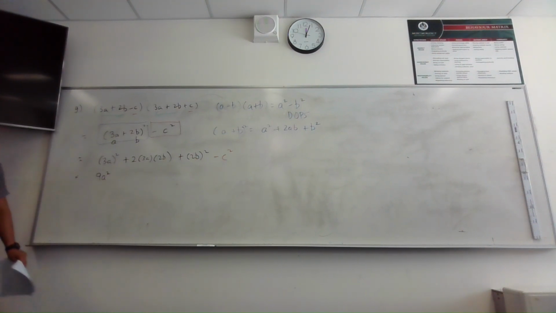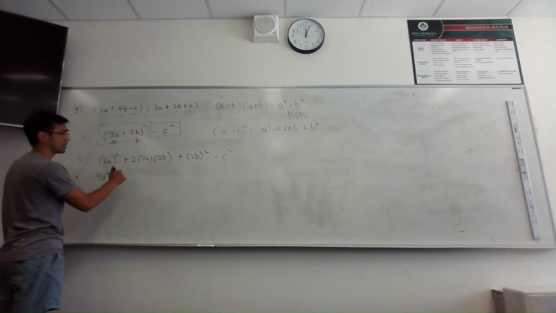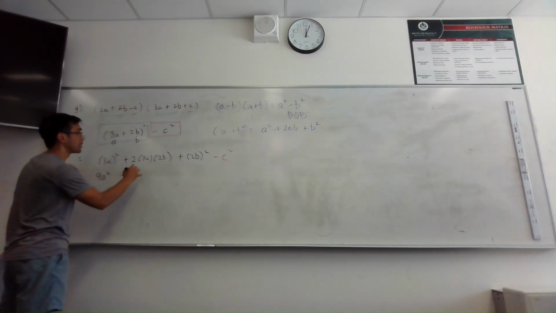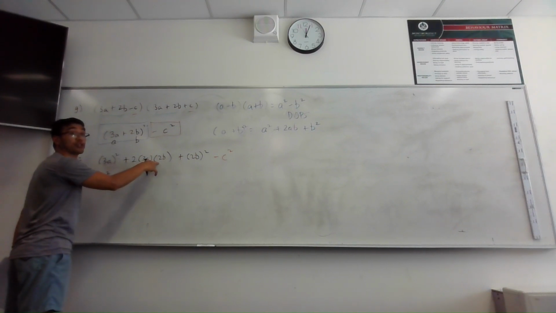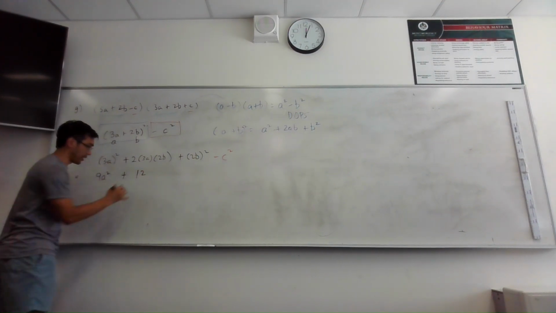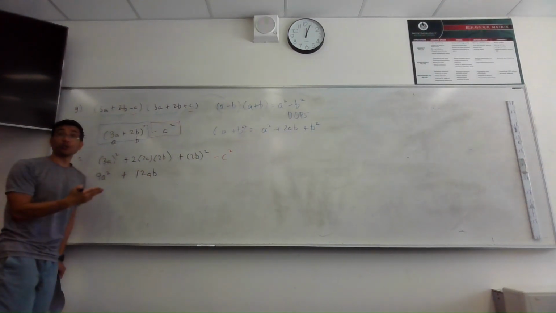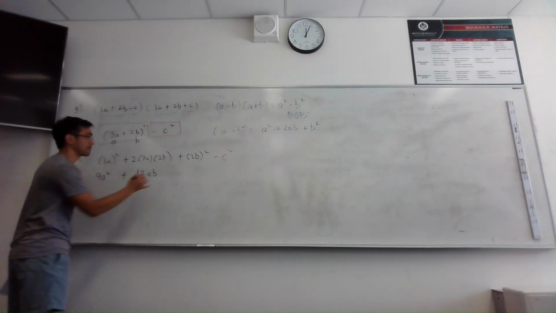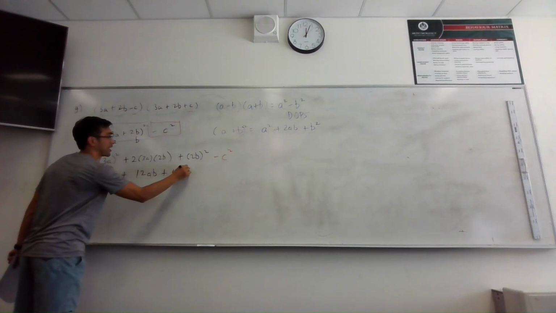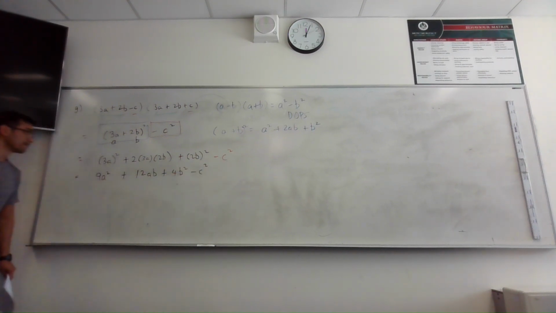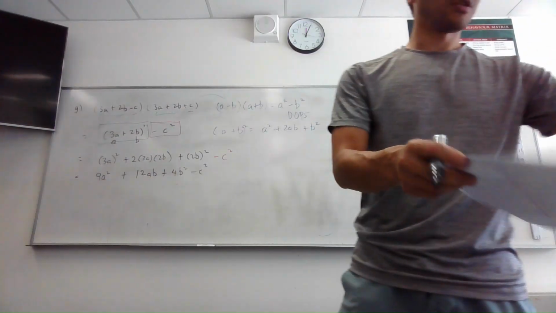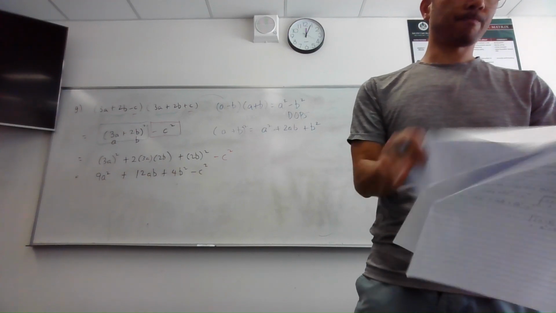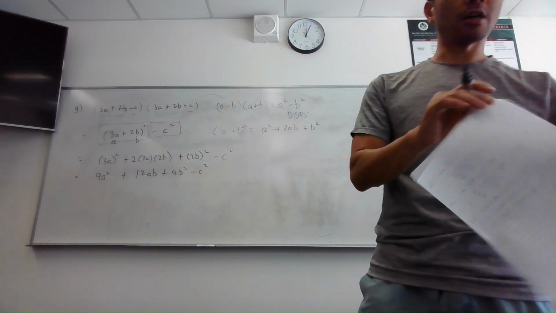Emily, what does this become in the middle? 2 times 3 times 2? 12. Oh, 12AB. Yes. 2B squared becomes 4B squared. Thank you. And C squared is right there. Can I combine anything? No, cannot. It's done. That was good.